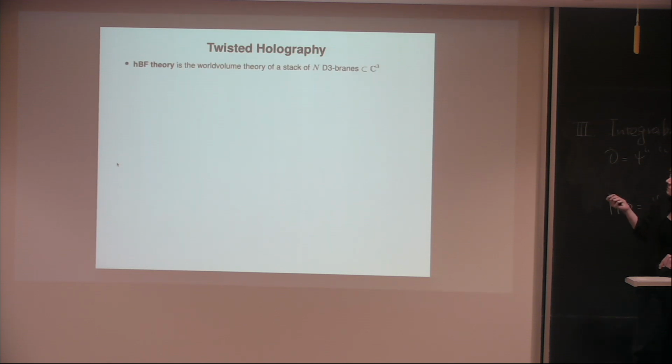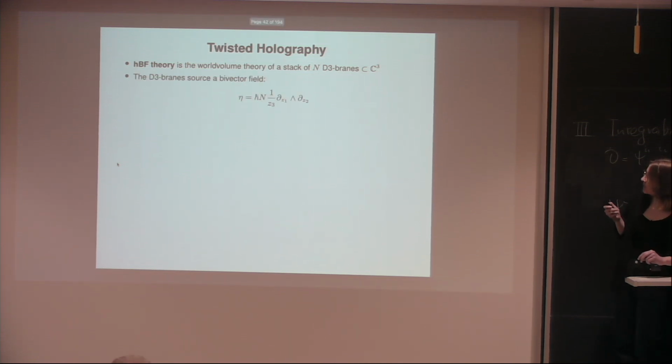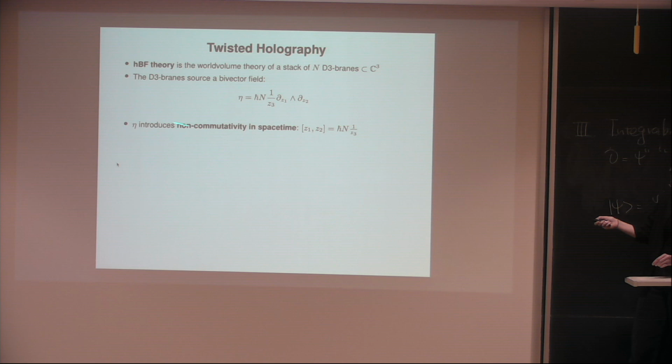Okay, so now we have these n D3 branes in flat space. Now we can try to back react them. Okay, so what happens is that this is not a geometric back reaction. So we are still in C3, but with the branes removed now. What the back reaction of the D3 branes does is it sources a bivector field. The effect that this bivector field has is that it introduces non-commutativity in spacetime. So these holomorphic coordinates Z1, Z2 no longer commute, they commute to this.